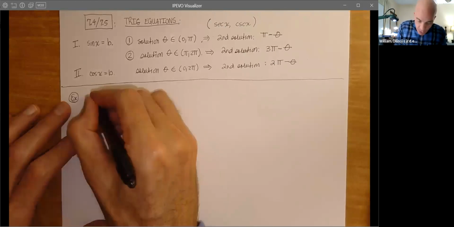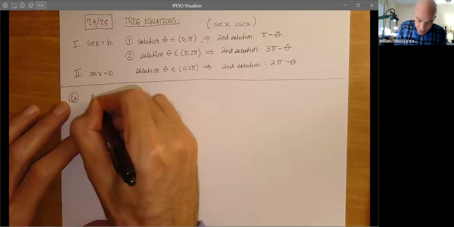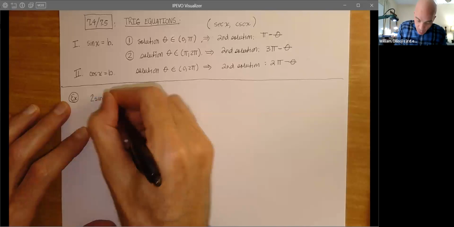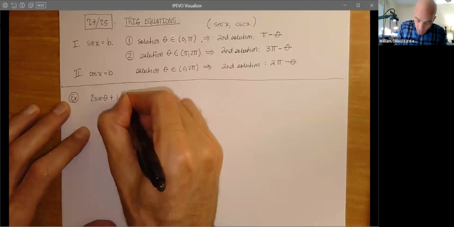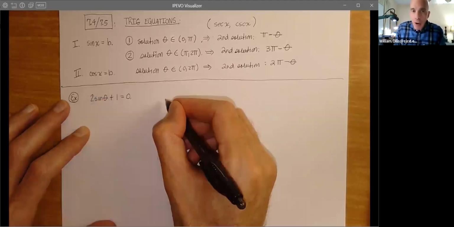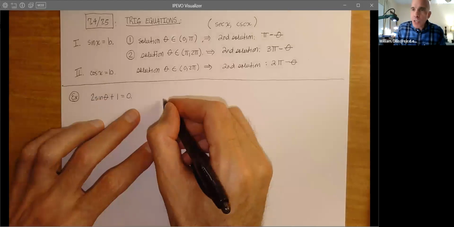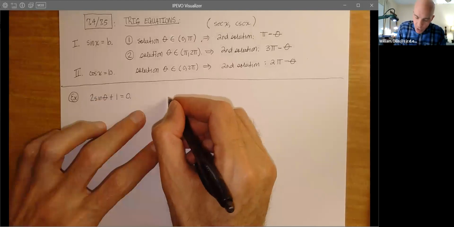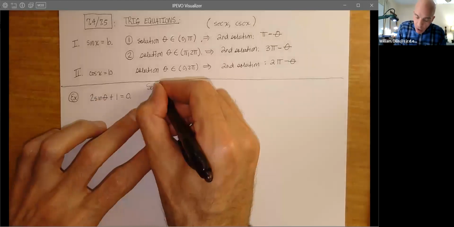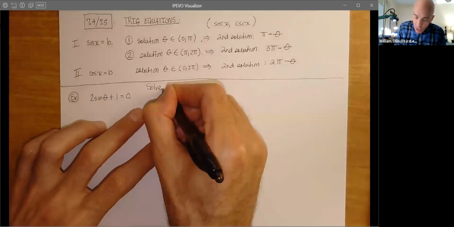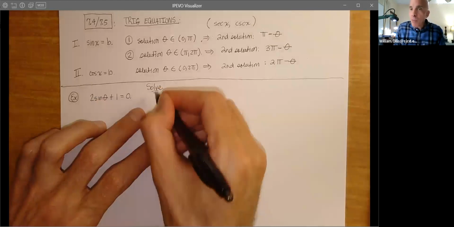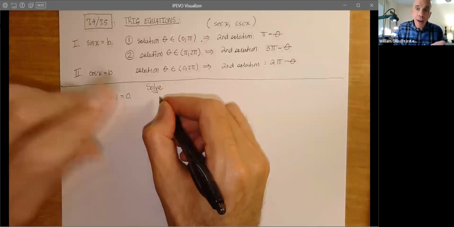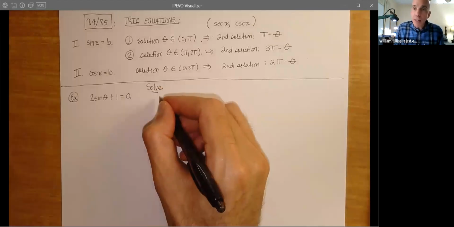So let's look at 2 sine theta plus 1 equals 0. Just some simple equations to get the ball rolling. Now, WebAssign usually will say solve, and they'll say all solutions. So we want all real solutions. So when they say solve, that means all solutions. They may restrict to 0 to pi or 0 to 2 pi.